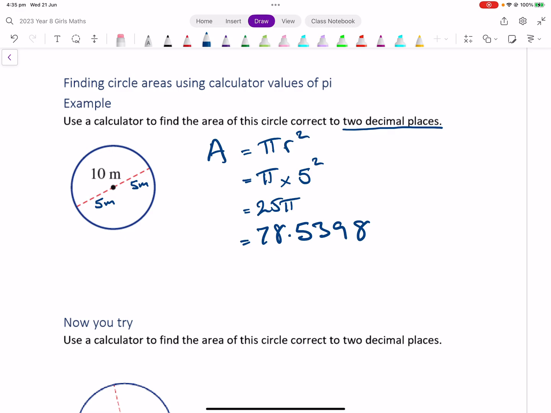All right, now we've been asked for two decimal places. So let's draw our little line here. Look at our critical digit. Is our critical digit 5 or more? Yes, it is. So we're going to round up the 3. Equals 78.54 meters squared, because we measure area in squares.